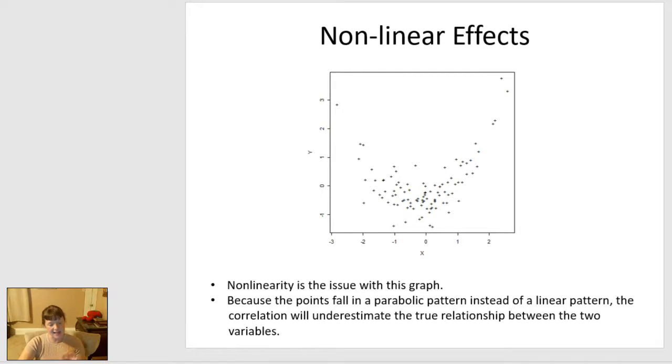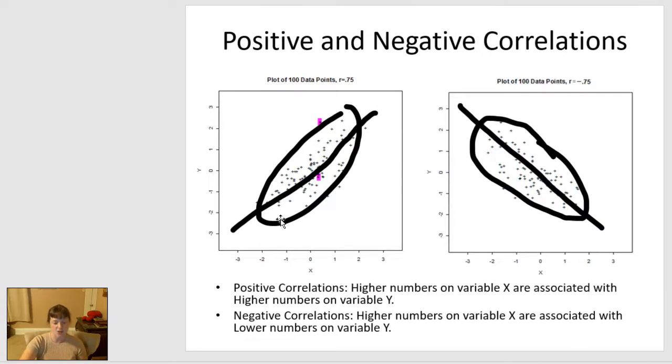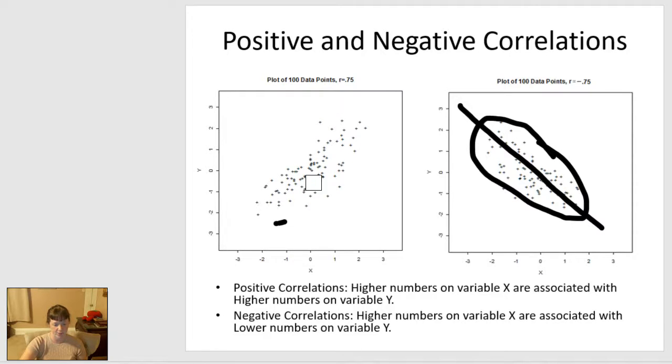And lastly, here is a nonlinear effect. Essentially, everything that we've calculated where it was reasonable to calculate a correlation, like here, a straight line fit the data well. There was a linear relationship here. Let's erase some of this black stuff so I can show you.